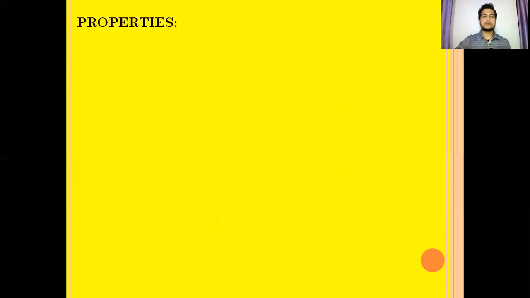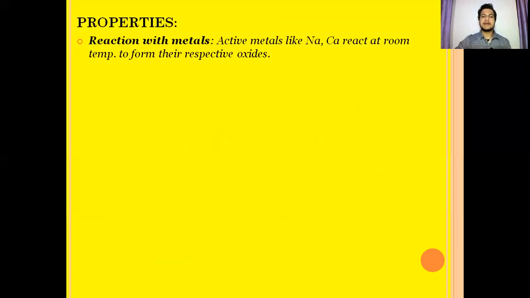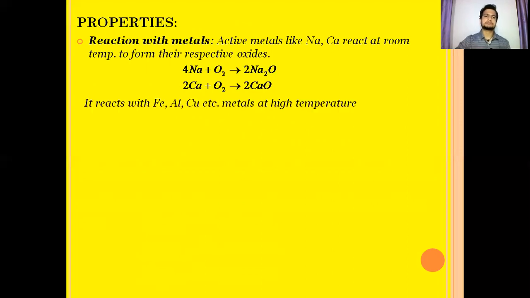Now coming to the properties of oxygen. Reaction with metals: as we know, whenever oxygen reacts with any element, it usually forms an oxide. So obviously with metals also it will easily form oxides. Active metals like sodium and calcium react at room temperature to give their respective oxides. Sodium gives sodium oxide, Na2O, and calcium gives calcium oxide. It reacts with metals like iron, aluminium or copper, but remember, at high temperature. Aluminium, when it reacts with oxygen, gives aluminium oxide. Iron will give iron oxide.